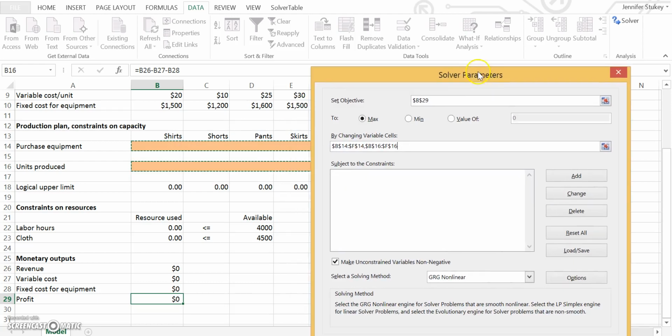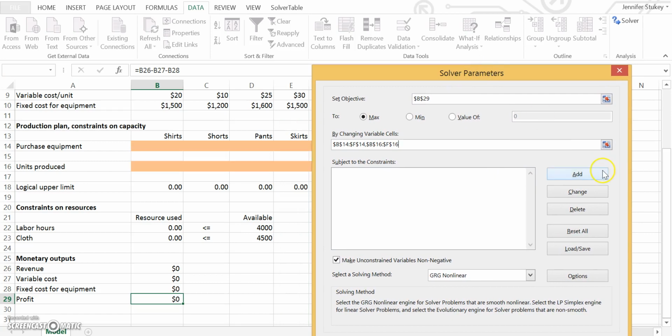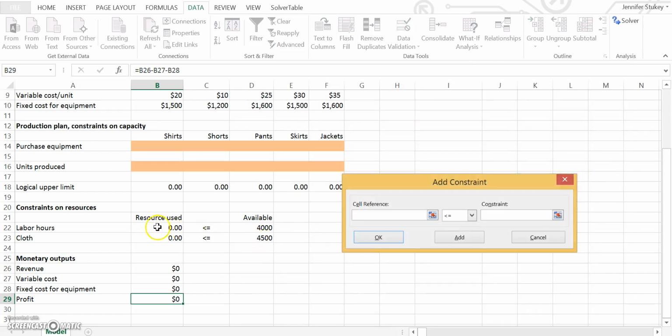Okay, now we've got to add in our constraints. So our first constraint is that the number of labor hours used has to be less than or equal to the number of labor hours available. Next constraint is that the amount of cloth used has to be less than or equal to the amount of cloth available.